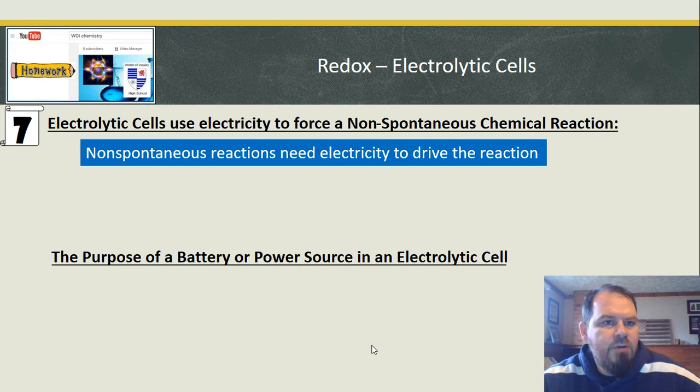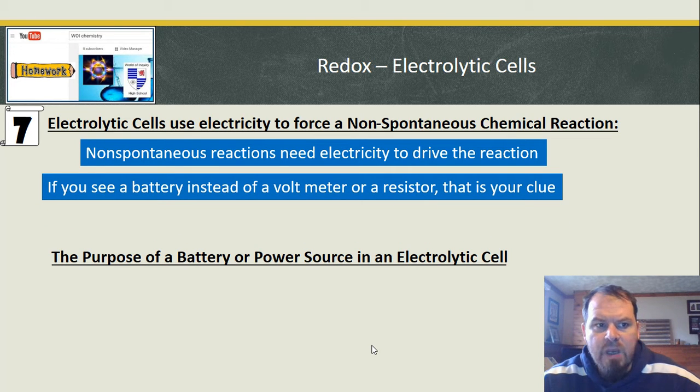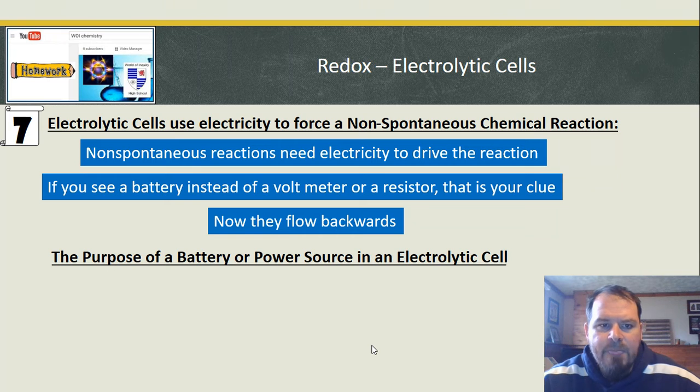By definition, an electrolytic cell uses electricity. It's a non-spontaneous reaction. We learned how to figure that out in video 5, spontaneous versus non-spontaneous. So I need electricity to make this go. If you see any kind of a battery instead of a voltmeter or a resistor, that's your clue. A voltaic cell is going to have something that uses the energy, like a voltmeter to measure it, or a fan, or a refrigerator, right? An electrolytic cell is going to have a battery instead.